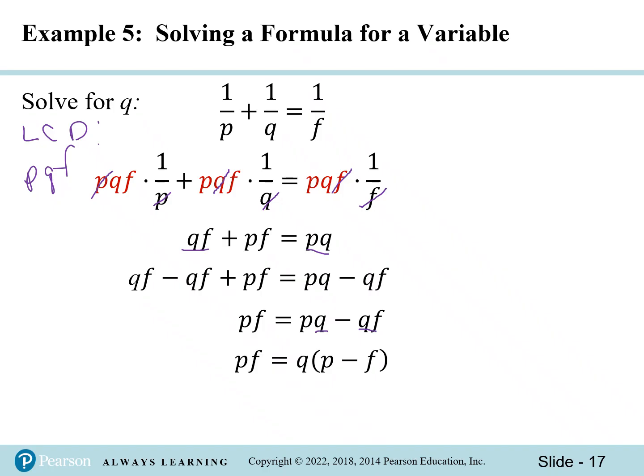Since I need to get Q alone, I need to factor Q out of the right-hand side because there's a Q here and a Q here. So I just factor. If I divide both terms by Q, I'm left with P minus F. Then to get Q alone, I have to divide both sides by P minus F. So I have PF over P minus F. That's how I get Q alone.